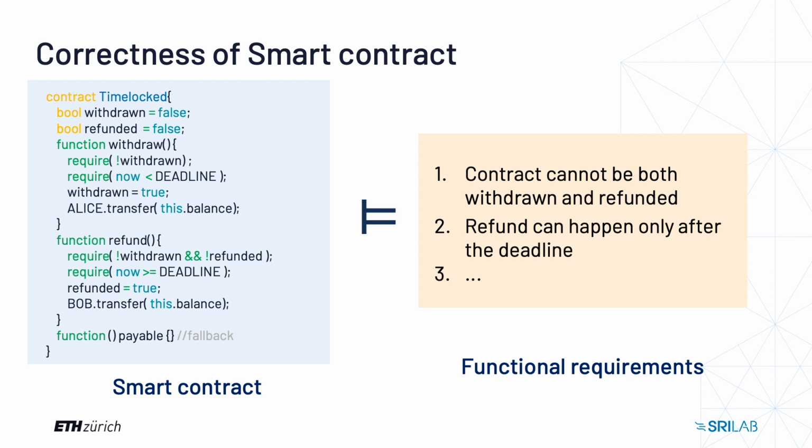For example, on the left, we see the contract TimeLocked that has two Boolean fields, withdrawn and refunded. There are two functions, withdraw and refund, that depending on a deadline can transfer the balance of the contract to either Alice or Bob. There is also a fallback function that can be used to load some balance onto the contract. On the right, we can see a specification written in natural language that developers can come up with. First, the contract cannot be both withdrawn and refunded. Second, refund can happen only after the deadline.